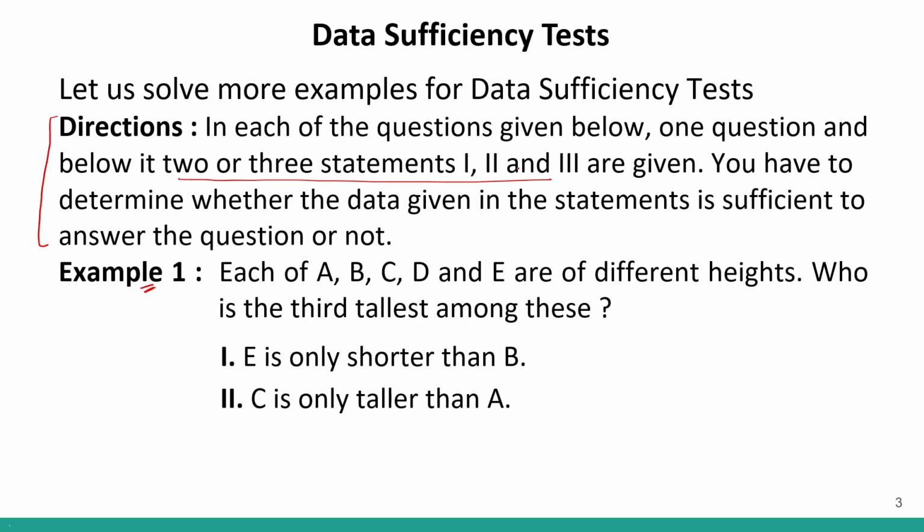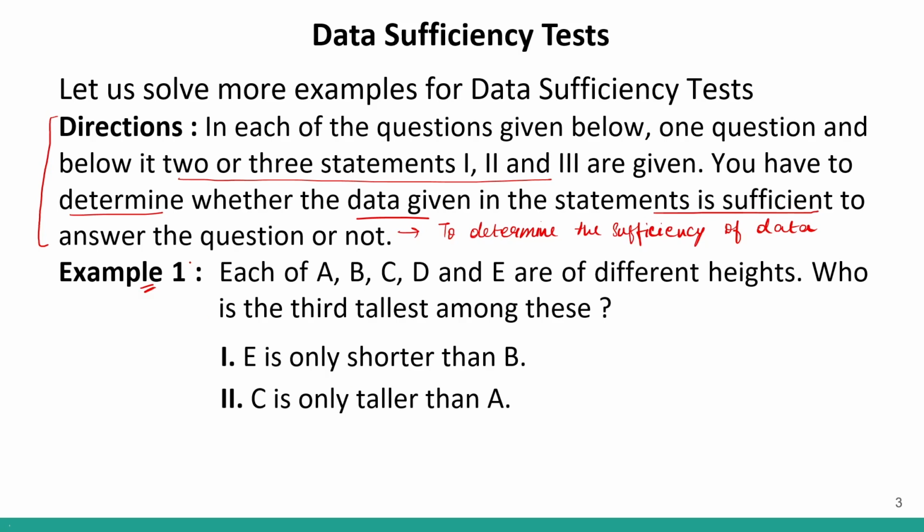Type 1 is based on 2 statements. Type 2 is based on 3 statements. Both of them have the exact same approach. It is just that type 2 has more data in comparison to type 1. We have to determine basically whether the data given in these statements is sufficient to answer the question. So I can say that the objective of data sufficiency test is not to find the answer. We don't have to find the answer to the question. We basically have to determine the sufficiency of data. This is the objective of data sufficiency tests.